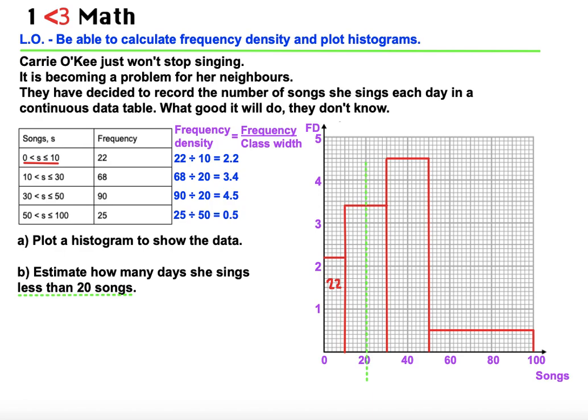So the estimate would be to take half of that, and half of 68 is 34, because the line goes exactly through the half point of that bar. Or alternatively, you could say, well, halfway across is 10. 10 times 3.4 is 34. So now to find out how many days she sings less than 20 songs, remember this is just an estimate. We do 22, add 34, and that equals 56.